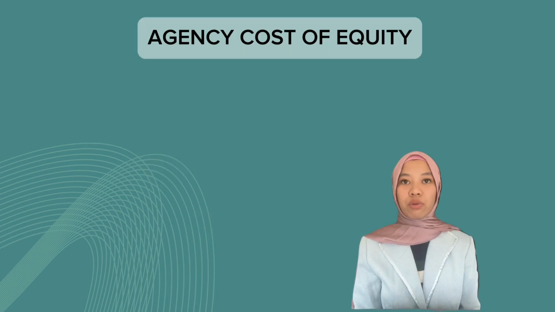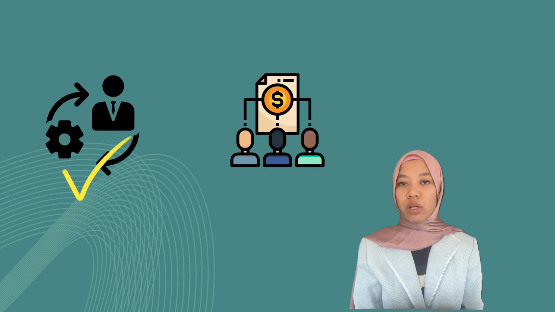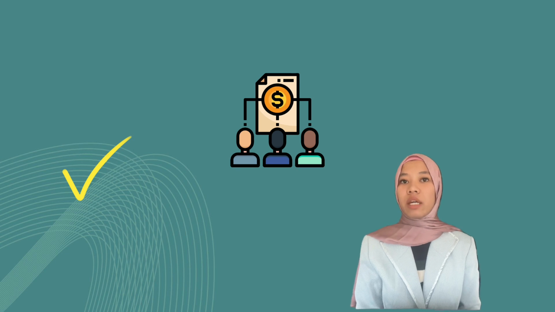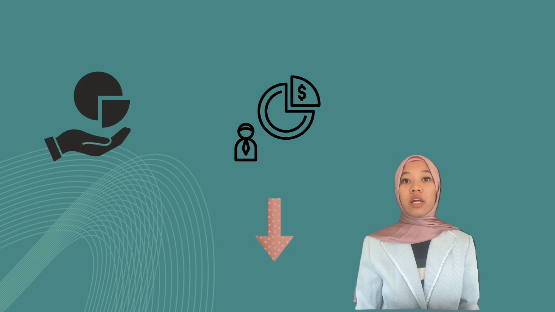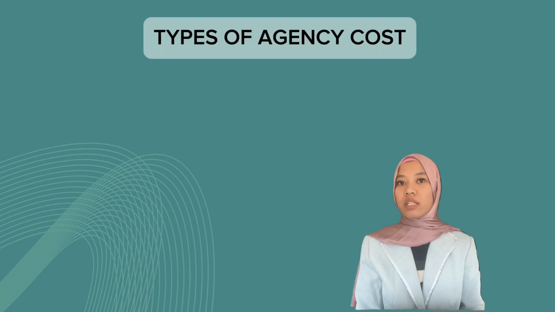Agency cost of equity. The agency cost of equity arises when management prioritizes their interest over shareholders. Let's say Company F, facing a decline in stock price due to poor earnings, issues additional shares to raise capital, diluting existing shareholders. There are several types of agency costs associated with equity.